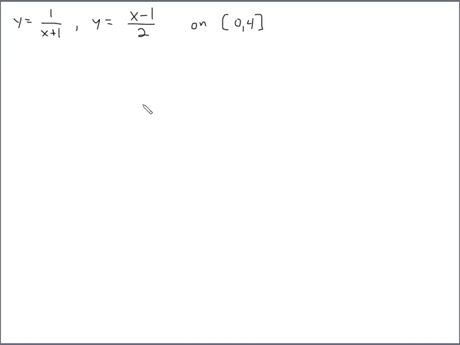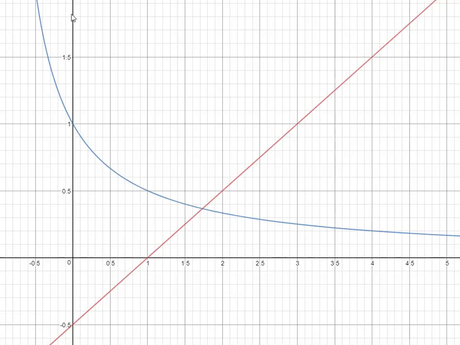Looking at problem 3. Find the area between these two curves on this given interval here. So I think looking at the graph will be helpful here. We've got it on Desmos. This blue one here is 1 over x plus 1, and then the red one is x minus 1 over 2. It's actually a linear function. It looks linear, it is.